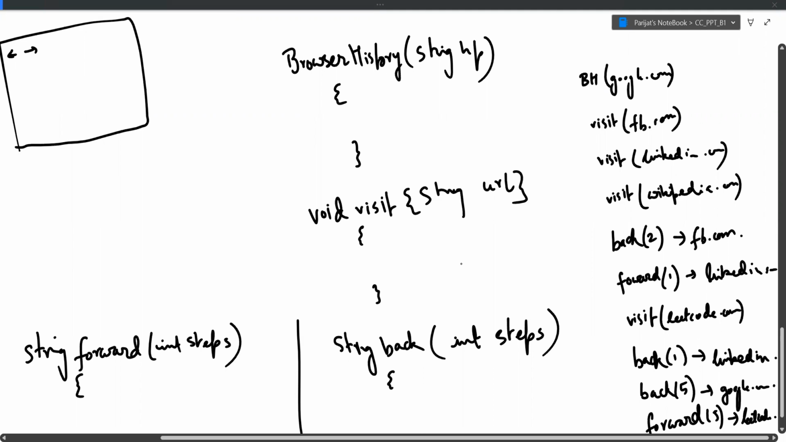So 1 and fb.com will be stored in the dictionary. Then you get LinkedIn, so 2 LinkedIn. Then you get Wikipedia, 3 Wikipedia. Like this, you are adding to the hash map. Yes, sir. Then you do back 2.